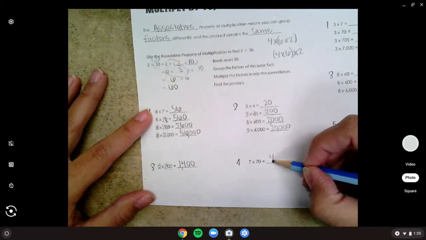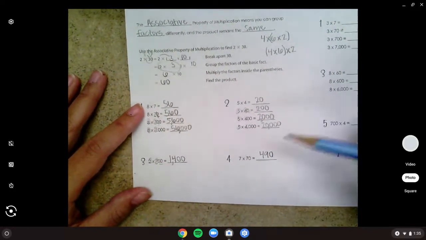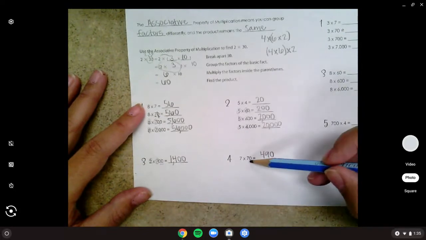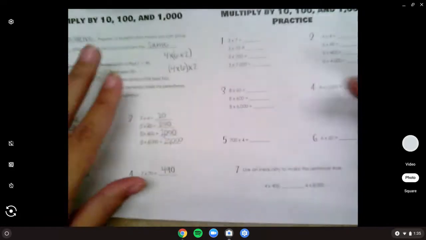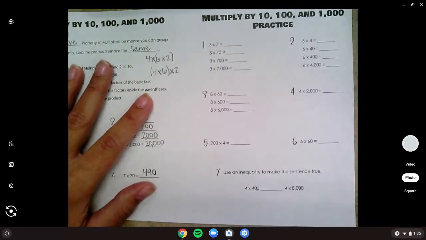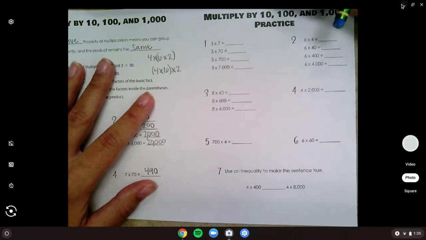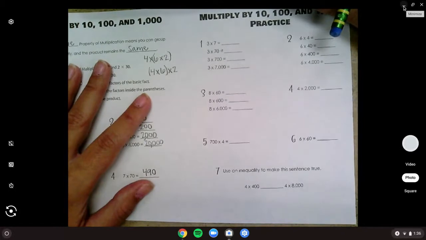Wow, we should have gotten 490, because 7 times 7 was 49. And we add 1 zero because we're multiplying by 10. So you're going to try problems 1, 2, 3, 4, 5, 6, 7. And you're going to check back here before you go on to your homework. So unpause the video when you're ready to see your answers.